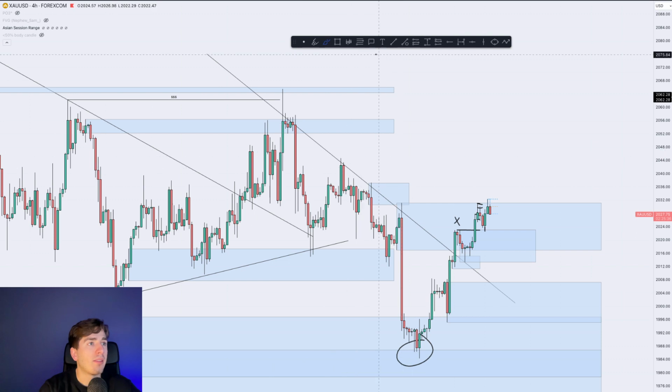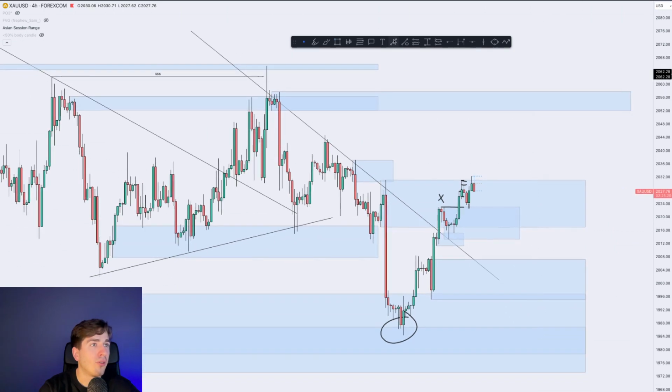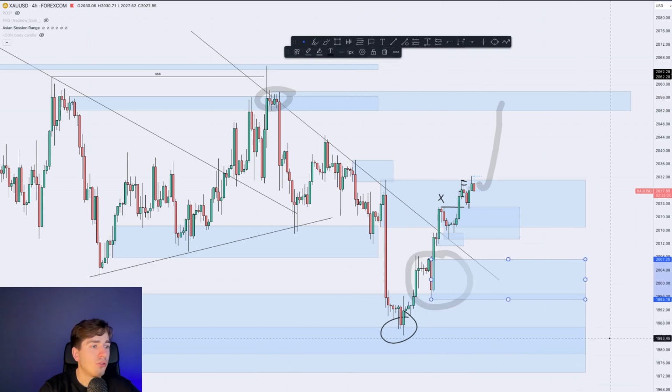So for now, the main target with FOMC is this fresh area of supply over here at around 2050 if we do move up higher. So if we do move up higher today with FOMC, this is going to be our target. If we do move down lower, then obviously this zone over here at around 2007 to 1995 is going to be your target. So zone number 1 and zone number 2.